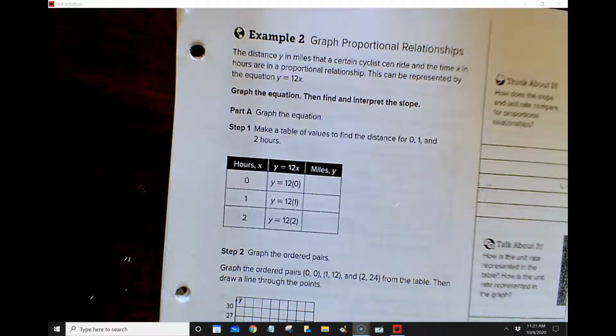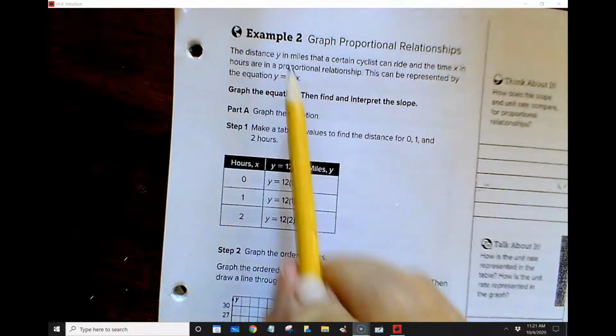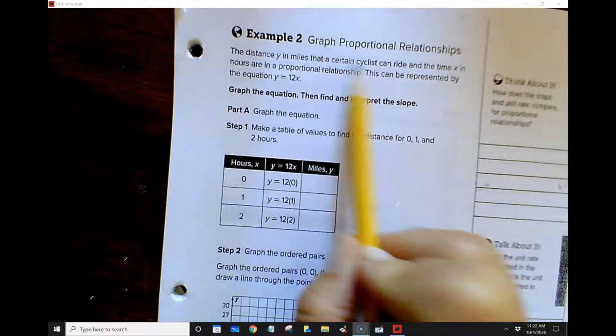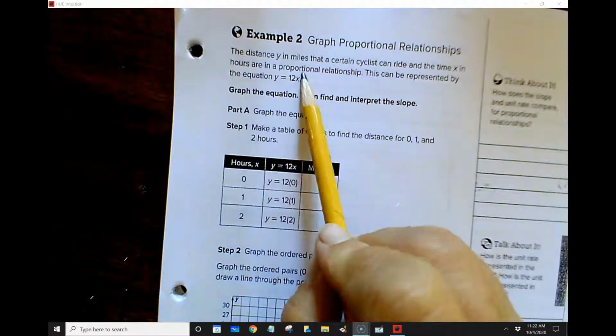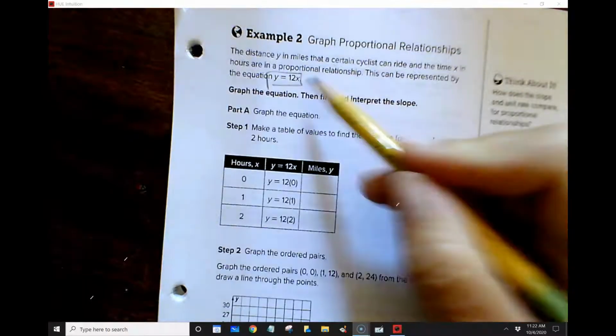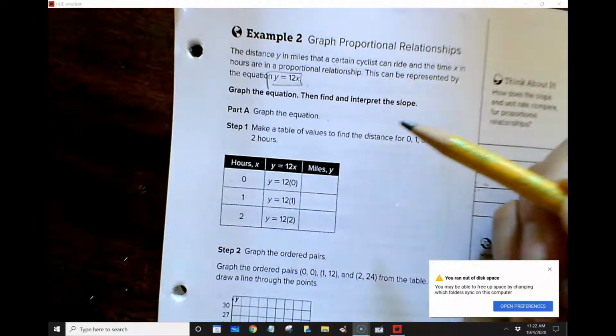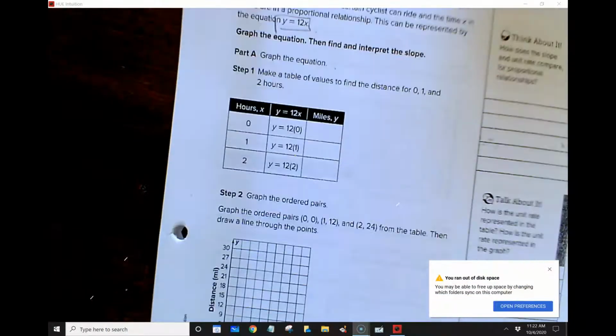So I need to graph these proportional relationships. So what I want you to do, I'm just going to get to example 2 right now. We're going to graph this. So the distance y in miles that a certain cyclist can ride and the time x in hours are proportional. This could be represented by y equals 12x. This is directly proportional. Graph the equation. So whenever you graph an equation, you want to have at least, take it in terms of context.